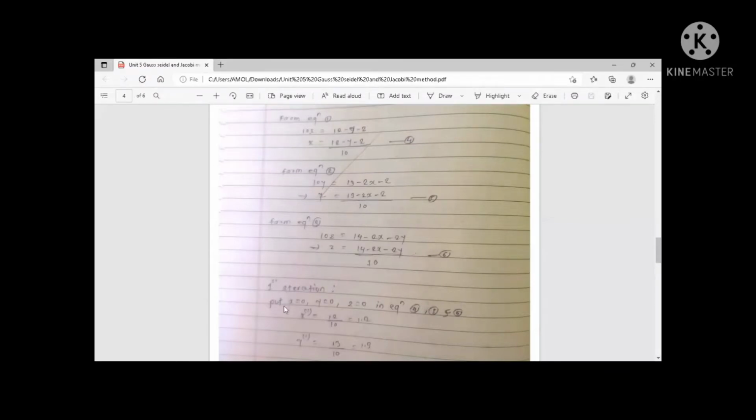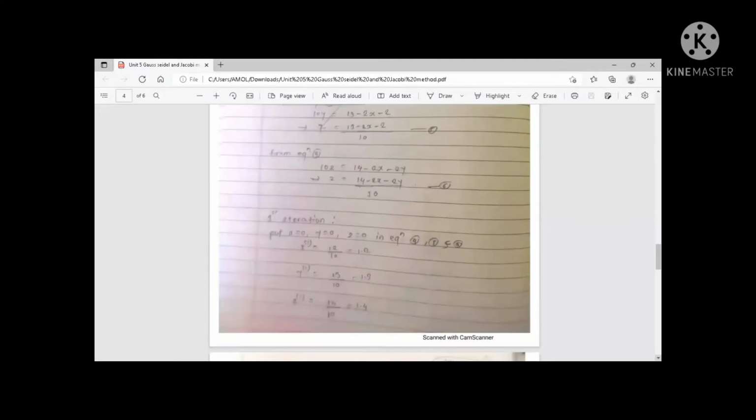In the first iteration, you put x, y, z equal to 0. Initial values of x, y, z are zeros. Then in equation 4, if y and z are 0, then x is equal to 1.2. In equation 5, put x and z equal to 0, so the value of y is 1.3. In equation number 6, put x and y equal to 0, so the value of z is 1.4. So these are the values of x, y, z in the first iteration.